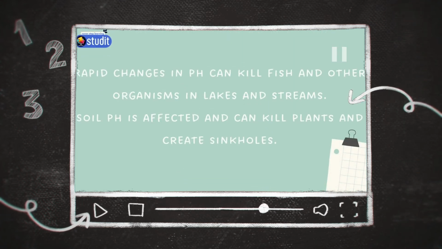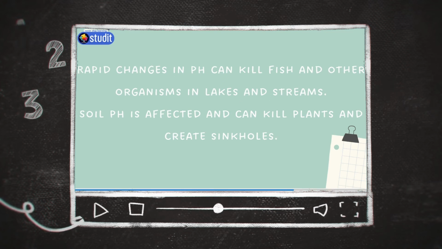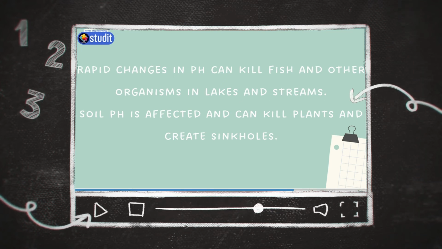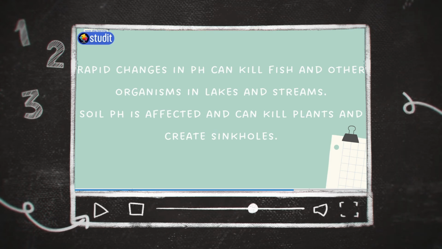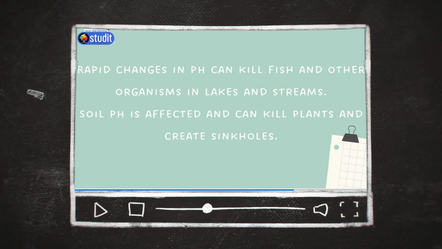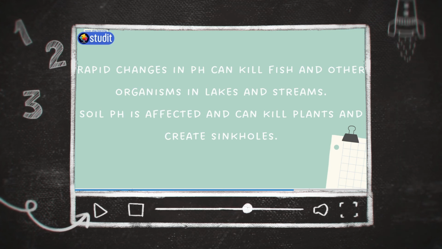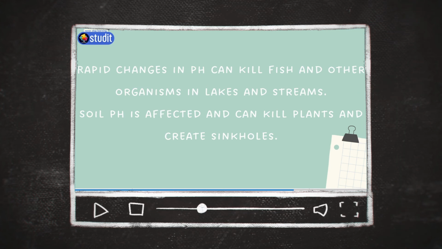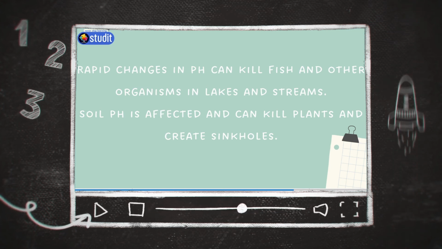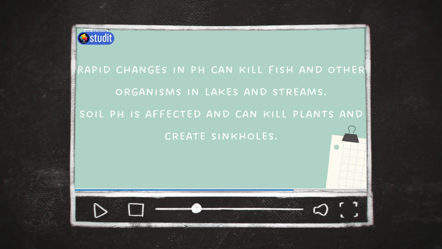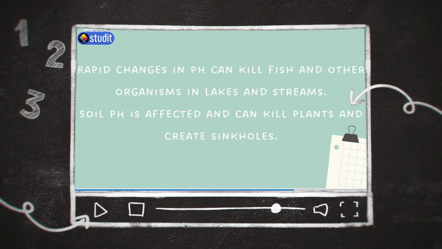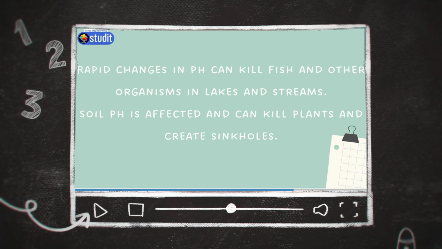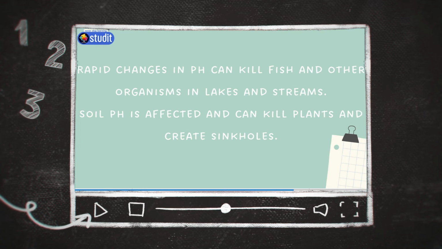It has various effects. As we said, rapid changes in the pH can kill fish and other organisms in lakes and streams. So the pH of a pond or a water stream should be maintained, or the fish and other aquatic animals will not be able to live in the stream. The soil pH is also affected, which kills plants and creates sinkholes.